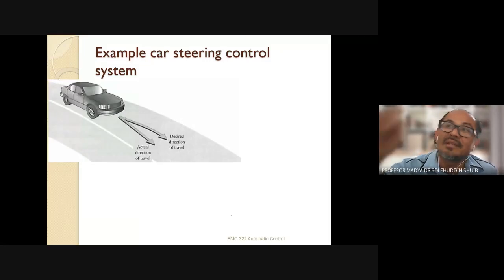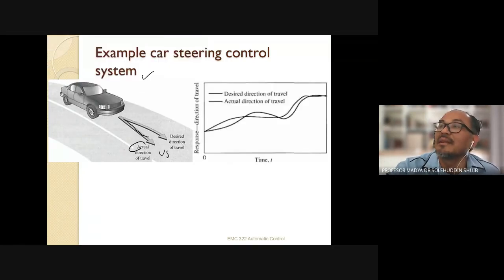Next one is an example of a car steering control system. This is the car. Here this arrow is the actual direction of travel, and then we have actual versus desired direction of travel. So we plot the graph, desired versus time. Desired is what we plan, what we want, and then in reality, what happened, the actual.